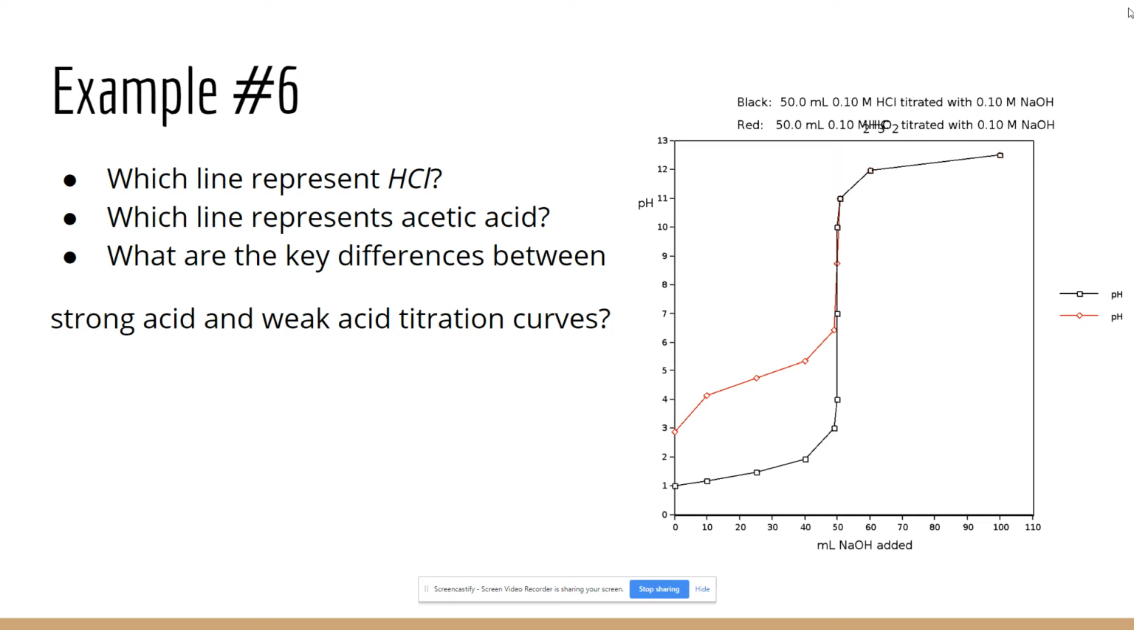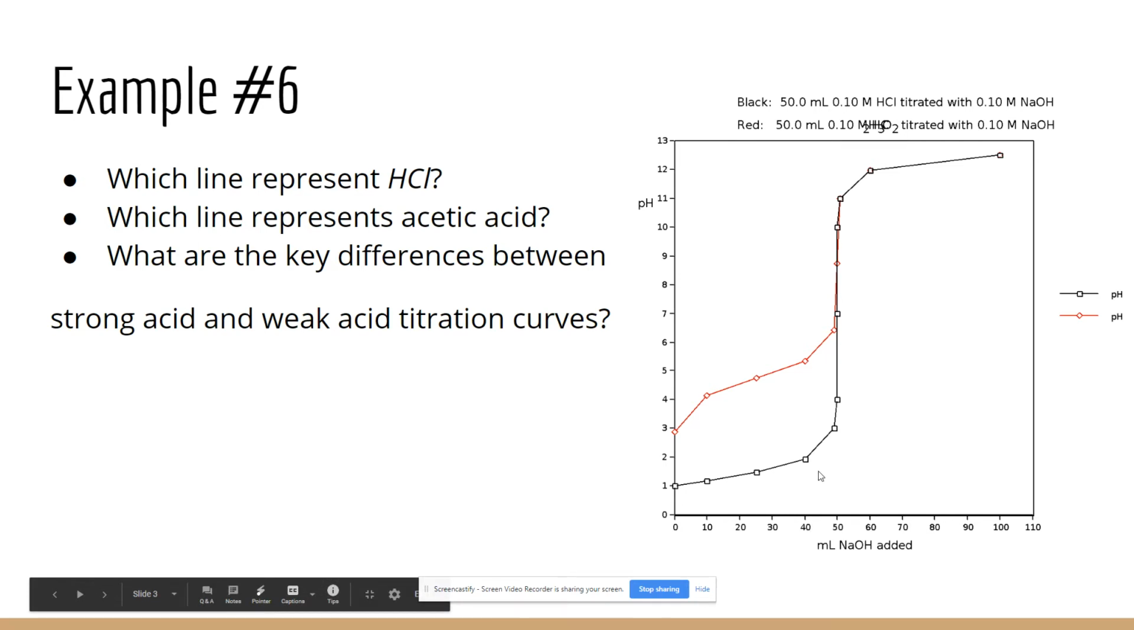All right, so to answer the first question, you could look at it a couple of different ways. You could just see which one has the equivalence point at 7, and you'd see that it's the black line. That would probably be the easiest way to do that, and the red one must be acetic acid because its equivalence point is above 7. But I want to point out a couple of other differences.